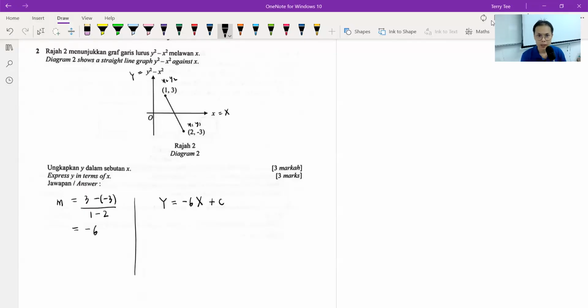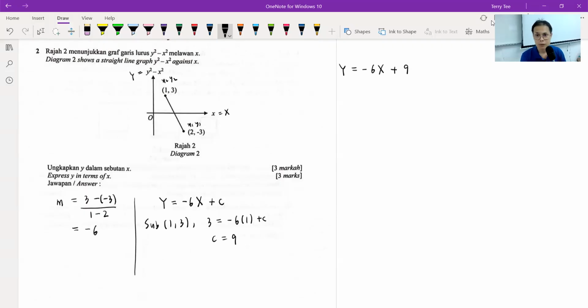So we pick a point. In this case, I pick (1, 3). If you want to use (2, -3), you will get the same answer. So my big Y is 3, my big X is 1. Bring it over, -6 becomes +6. My C is 9. Now C represents your y-intercept. So you know your equation is now big Y equals -6 big X plus 9.